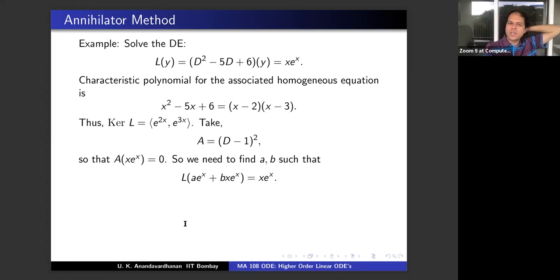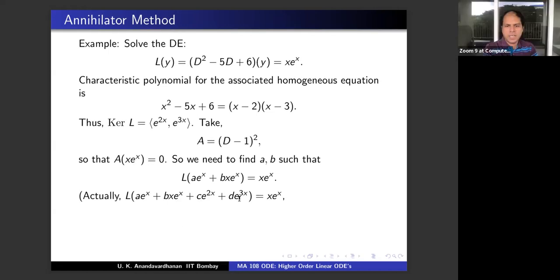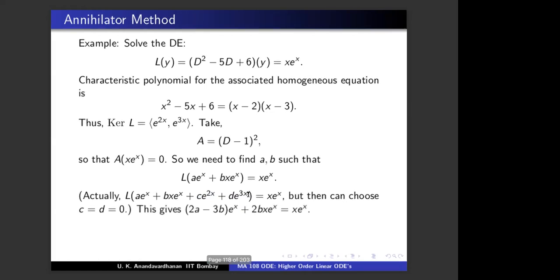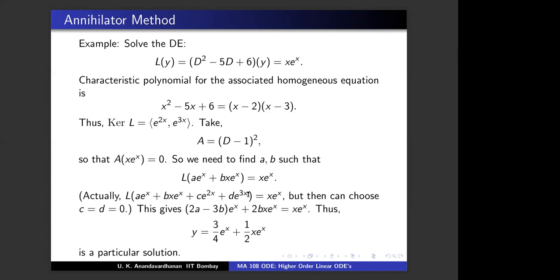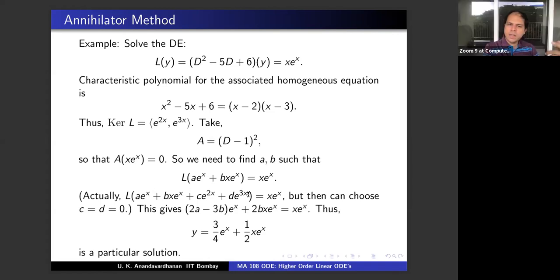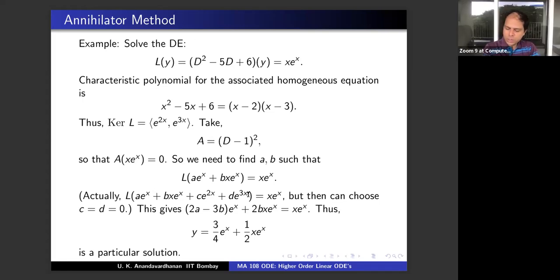Why don't I put all the other things? Actually, the method is you have to put A e power x plus bx e power x plus c e power 2x plus d e power 3x. But this is already part of the homogeneous part, so you can ignore it. And therefore, you get this and you can solve that. Is the method clear? Yes. So you're using this method by which you guessed the undetermined coefficients. It is exactly that method, just another name and another way of doing the same thing.